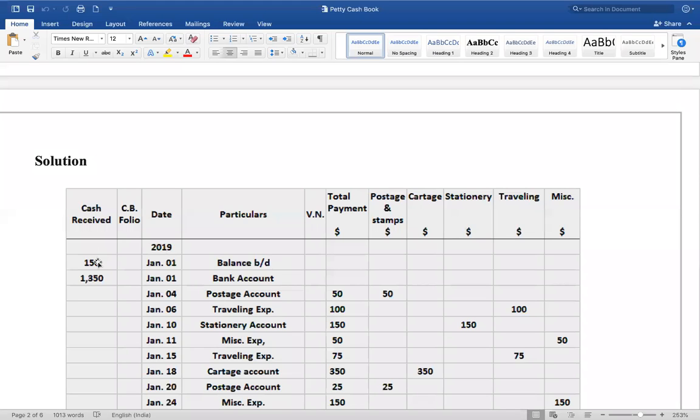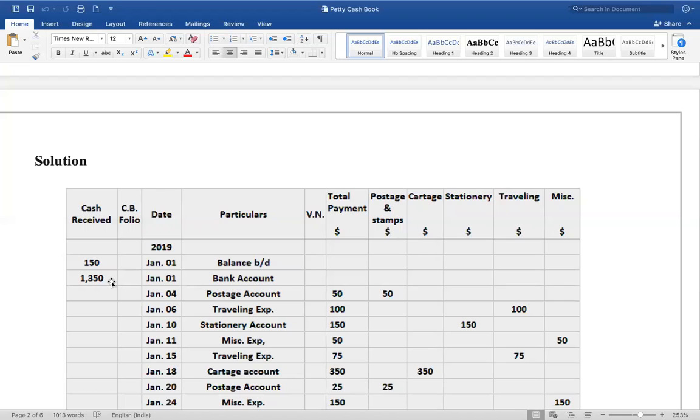Okay, he has 150 which belongs to the previous accounting period, and he takes 1350 from the main cashier. The total amount that should be available with a petty cashier is 1500. So that 1500 is known as imprest. The entire system is the imprest system.